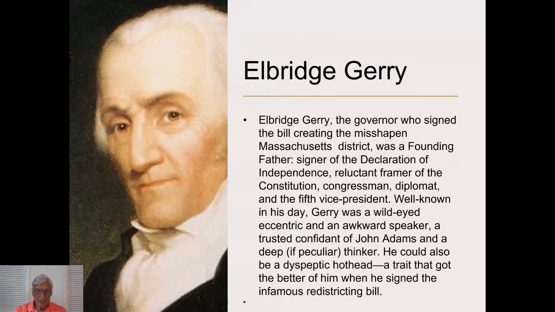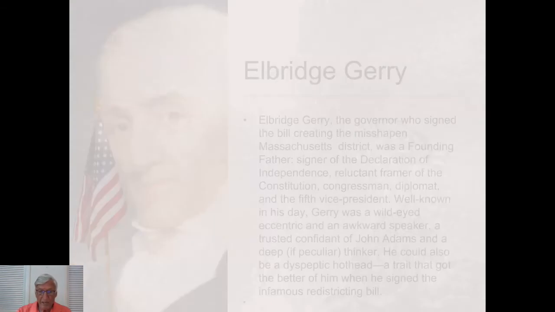Now, this guy has got quite an unusual history, and we don't pay much attention to him, but he was a founding father, for sure. He was a signer of the Declaration of Independence. He was a critic but participant in the Constitution. He was a congressman, a diplomat, the fifth vice president, and he was pretty well known during his day. He was kind of a wild-eyed eccentric. He was near the end of his life when all of this is happening. Anyway, he gets the label that's now stuck with us, and it's probably what he's most famous for, gerrymandering.